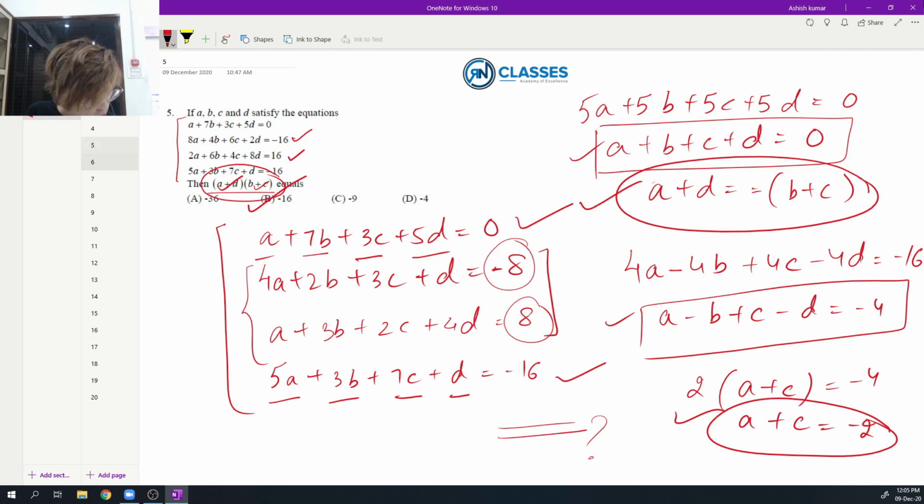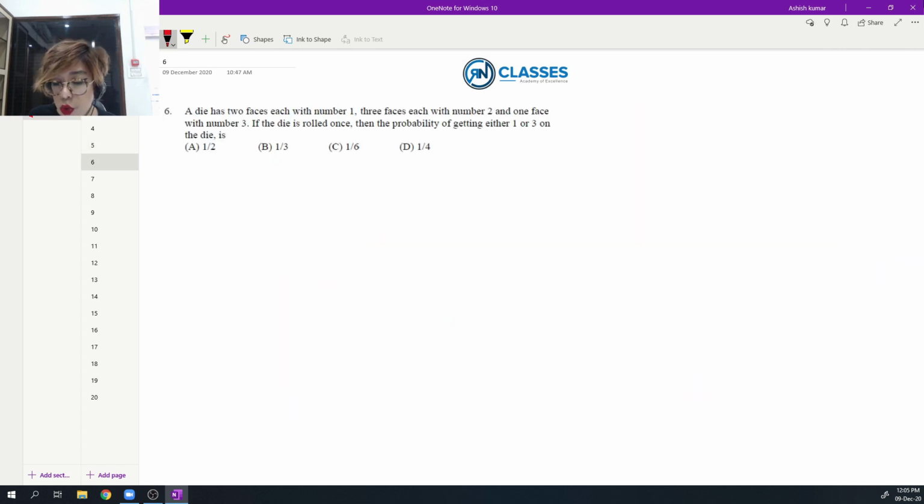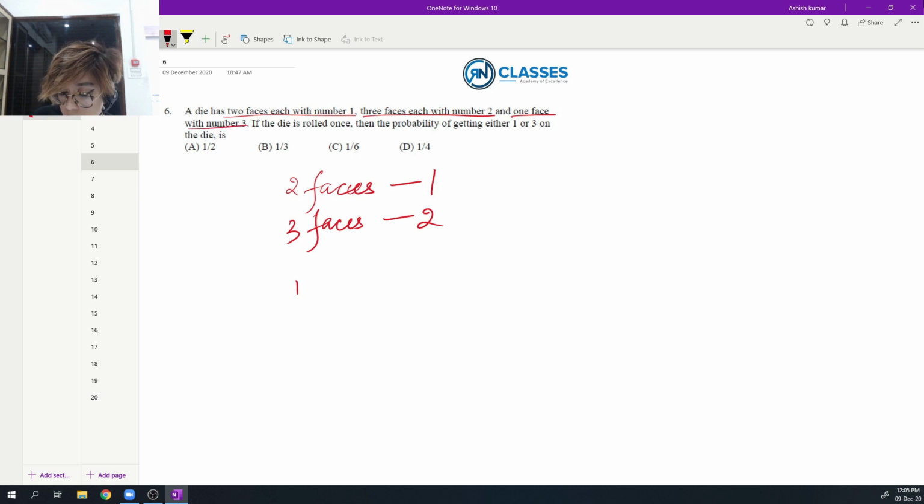Alright? So let's move on to 6. A die has 2 faces each with number 1. So 2 faces have number 1, 3 faces each with number 2, so 3 faces have number 2, and 1 face with number 3. If the die is rolled once, then the probability of getting either 1 or 3 on the die is.